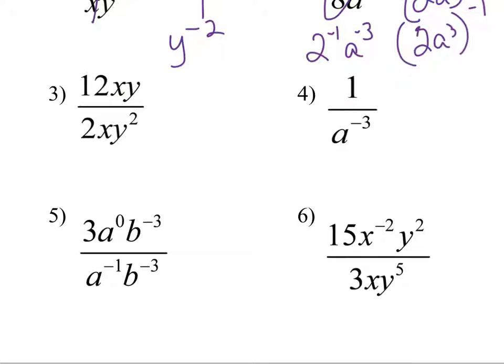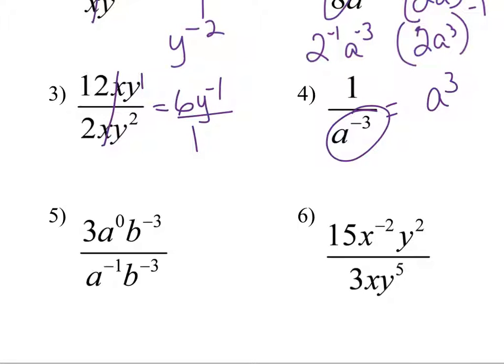This one, 12 divided by 2 is 6. The x's go away, and when I subtract 1 minus 2, I get y to the negative 1. There's no exponents. There's no denominator, so I'm done. Here, there's a denominator, a to the negative third. Now, it is in the wrong place. It's negative, so when I move it up, I do that. So a to the third is your answer.